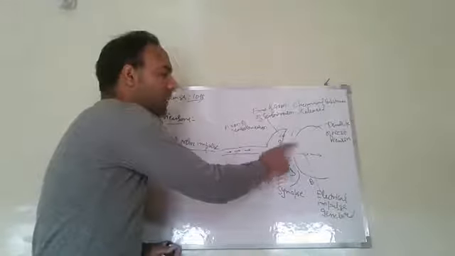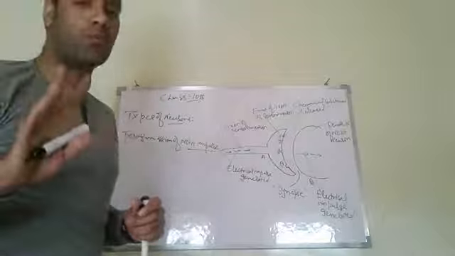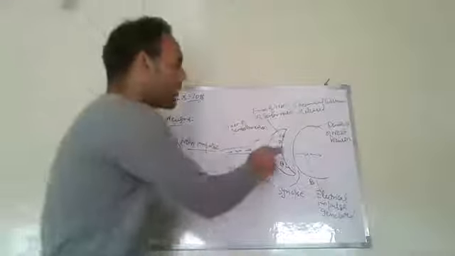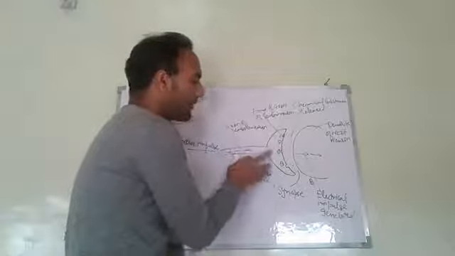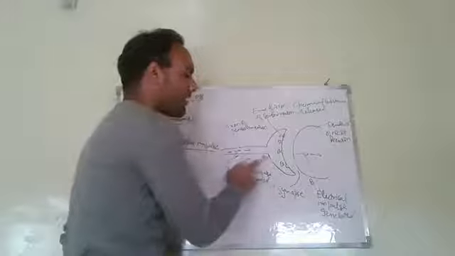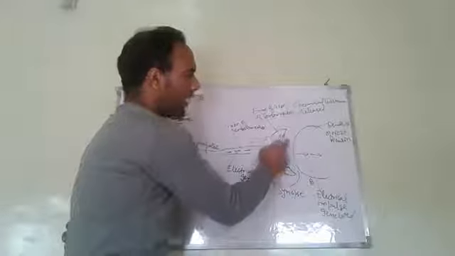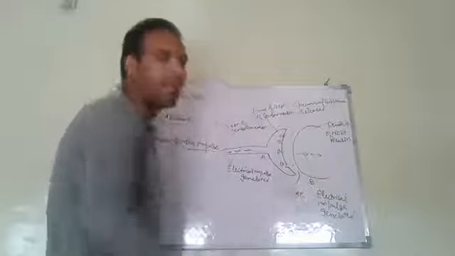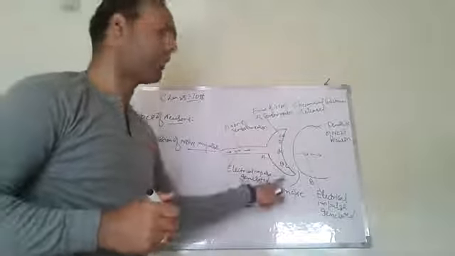A small microscopic gap is present between two neurons, which is called a synapse. Look towards this. This is the small gap which is present between two neurons. This is the axon of the sensory neuron, and this is the dendrite of the next neuron. Meaning this is the next neuron, this is the sensory neuron. In between these two neurons, there is a small gap. This is called a synapse.